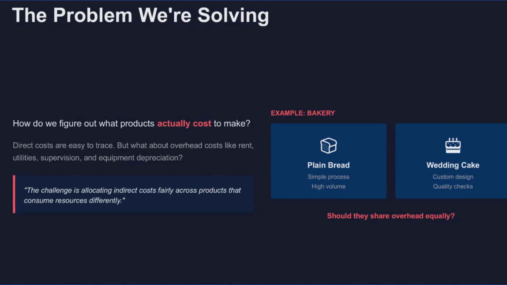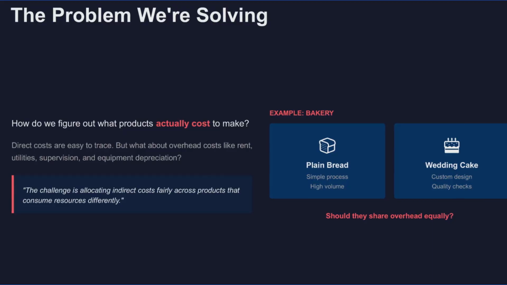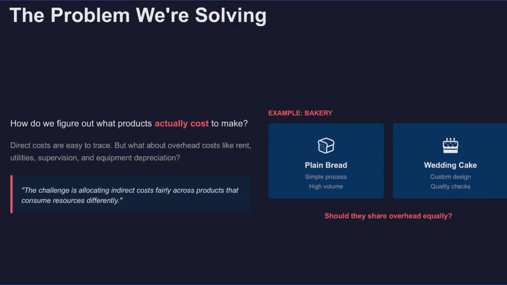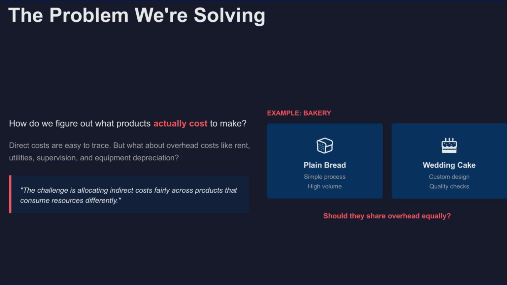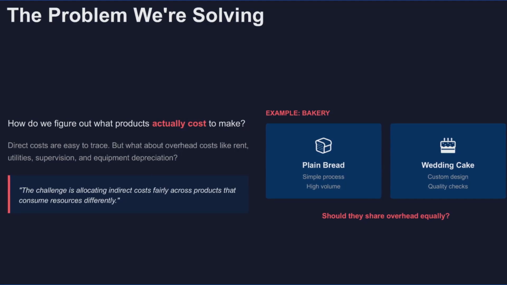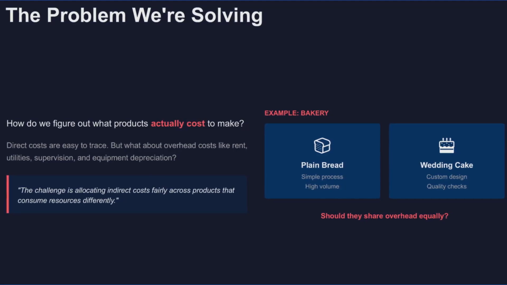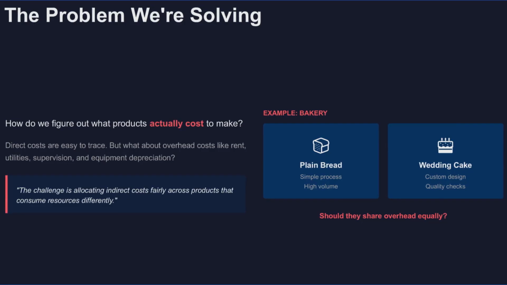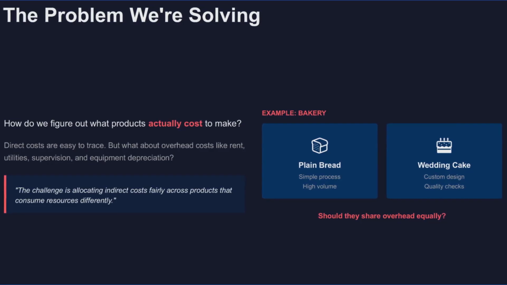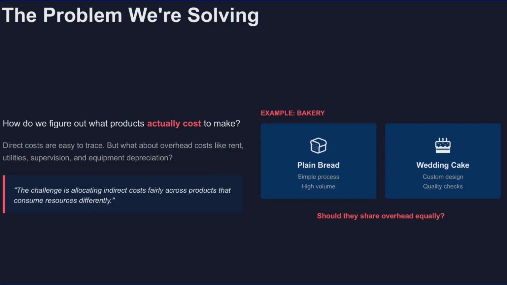Traditional costing uses simple averages. Imagine a bakery that makes both plain bread and elaborate wedding cakes. If you divide total overhead, rent, equipment, utilities, equally based on, say, labor hours, you might conclude both products cost similar amounts to produce. But that's misleading.